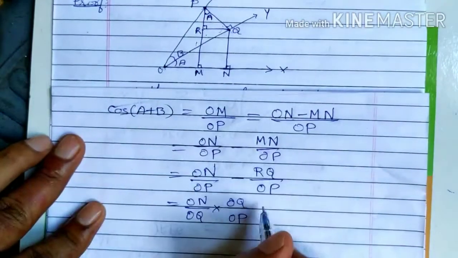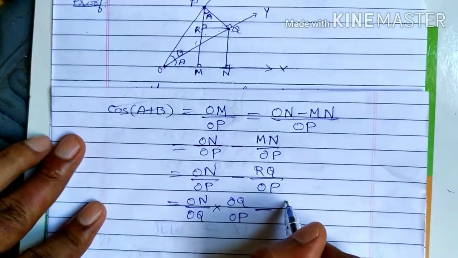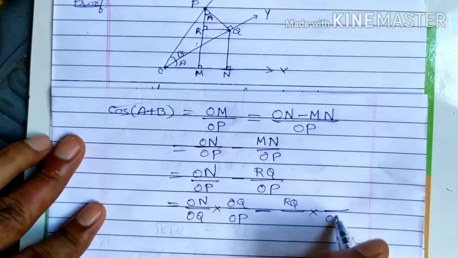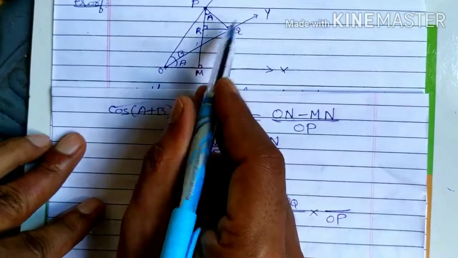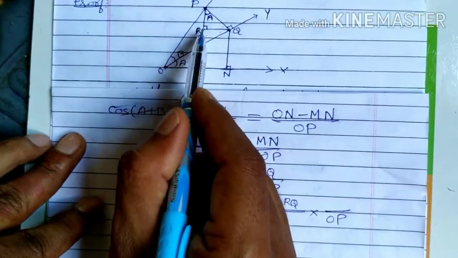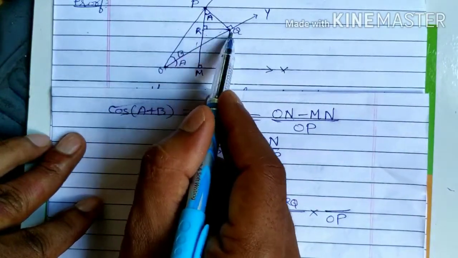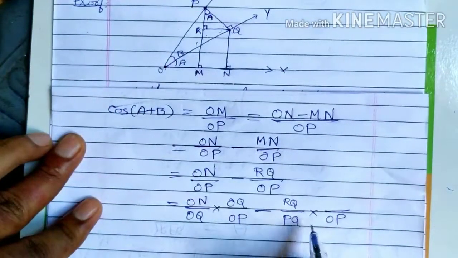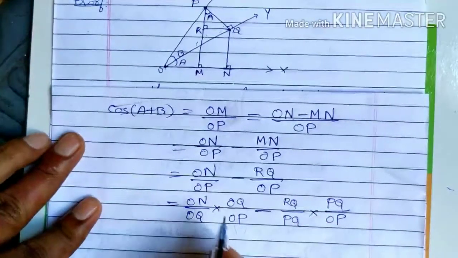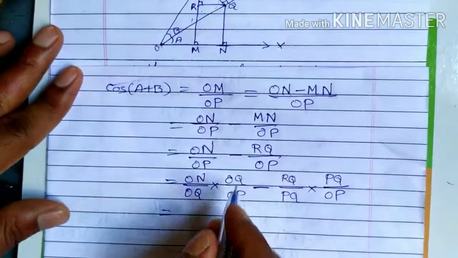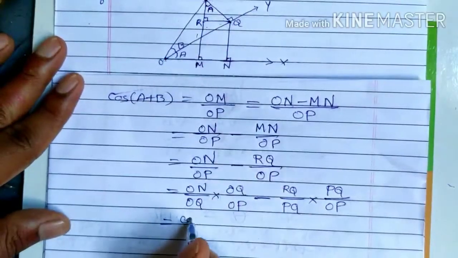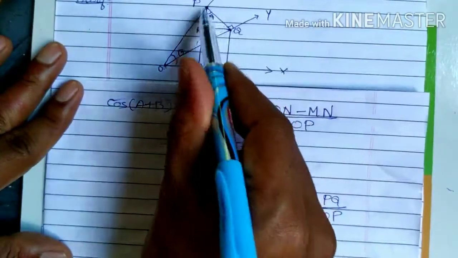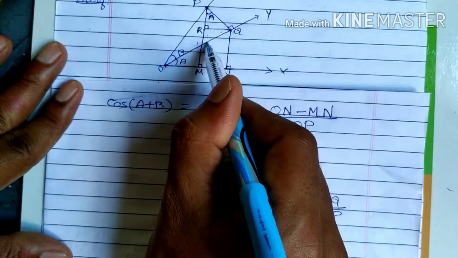So I am going to get cos theta, and minus RQ divided by blank into blank divided by OP. RQ by PR would be tan theta, so instead I will consider RQ by PQ, so that I will get sin A. Then here also you have to write PQ. That is equal to ON by OQ. ON by OQ is cos A into OQ by OP, from triangle OQP, with respect to this angle, adjacent by hypotenuse.